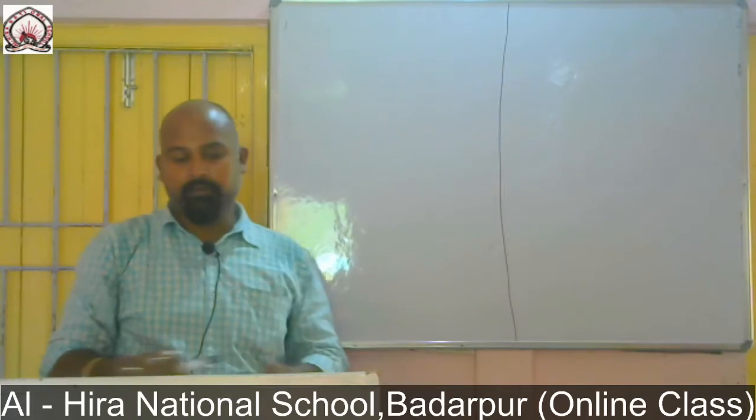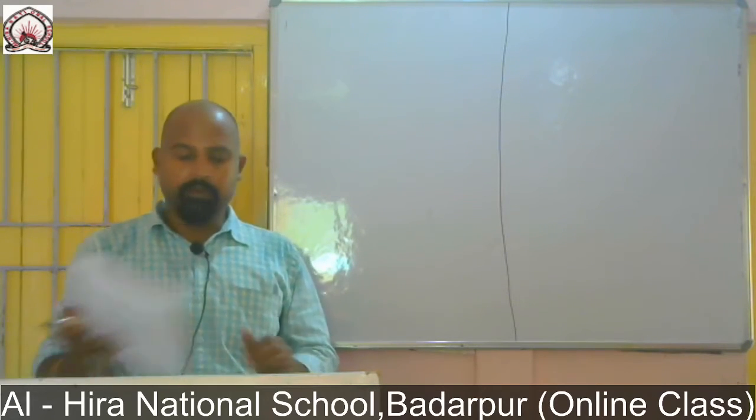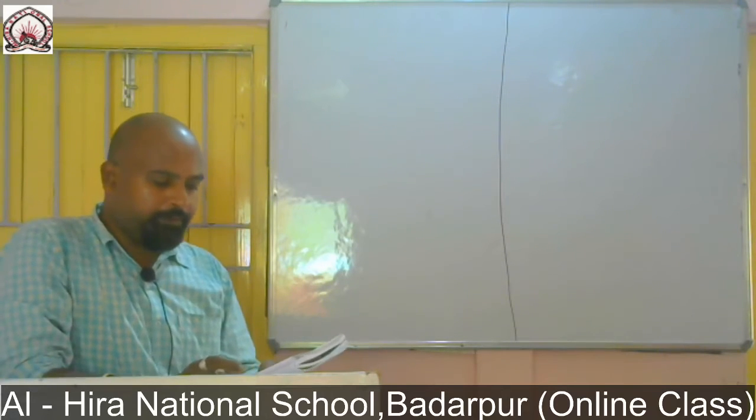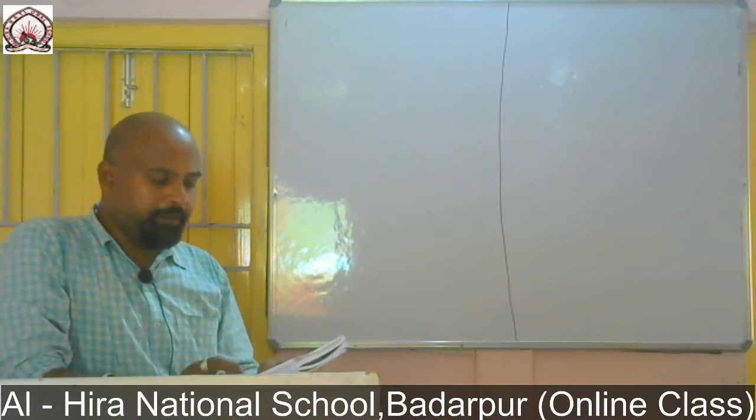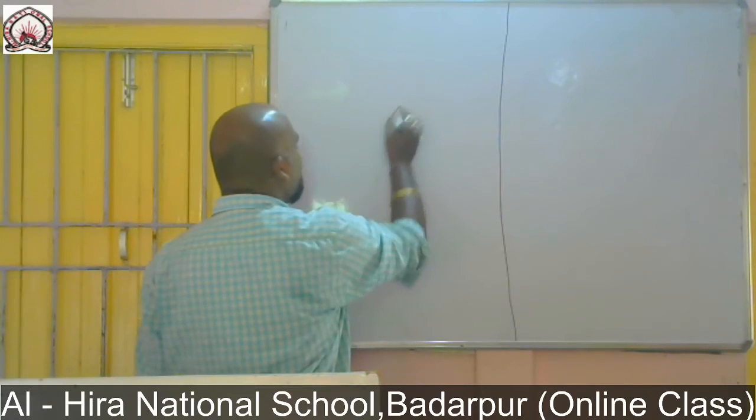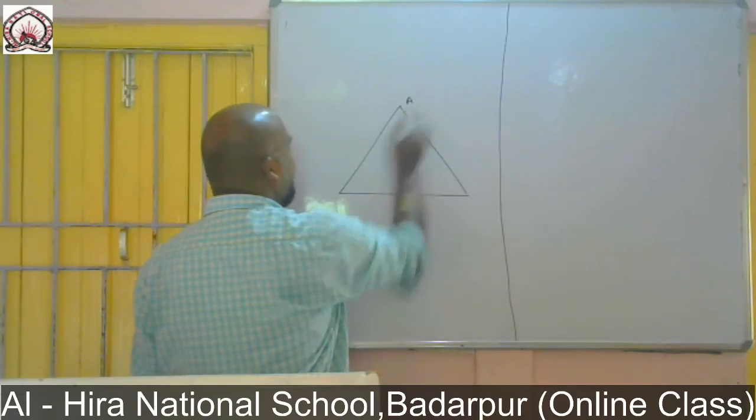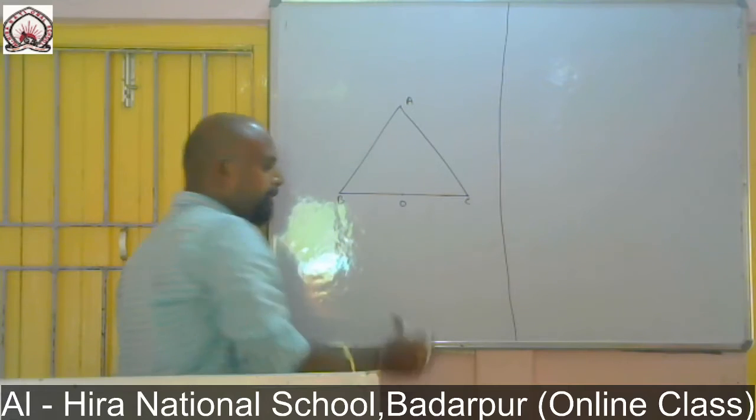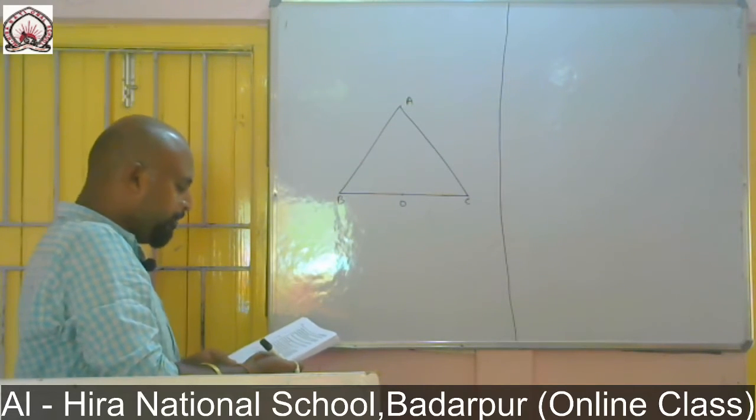Now question number 12. What is the question? In the question, D is the midpoint of BC of the triangle ABC. So let us draw a triangle. This is the triangle ABC. Let us consider D is the midpoint.